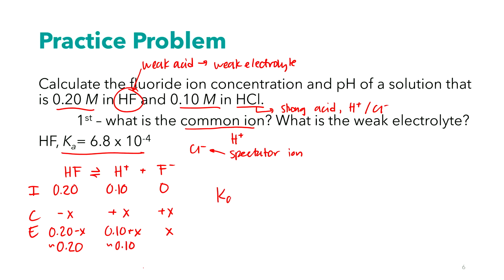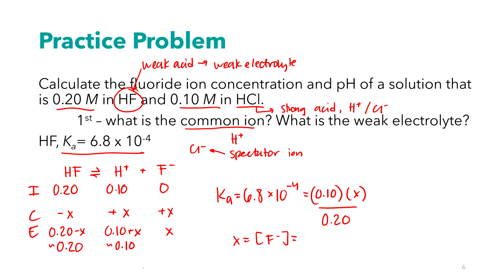Okay, so Ka is 6.8 times 10 to the negative fourth. That's 0.10 times X divided by 0.20. I'm going to solve for X, which is my F- concentration. That was 0.012, nope, that's the wrong number, 0.00136. And that's my F- concentration. That is much smaller than 0.1 and 0.2.